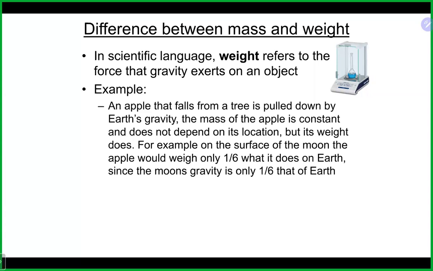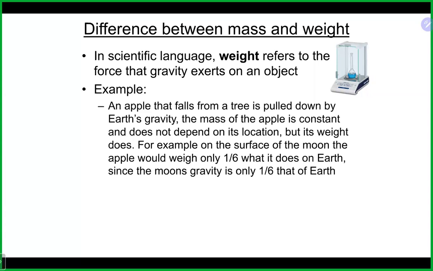The mass of the object would be the same here, for example, as on the moon, but the weight of the object, like the apple there, would be different here versus the moon because the moon has a different force of gravity than it does here on Earth. So when we weigh something, which is the process we do when we use a balance, we refer to it as the mass of the object. So you should refer to it as the mass of the object.